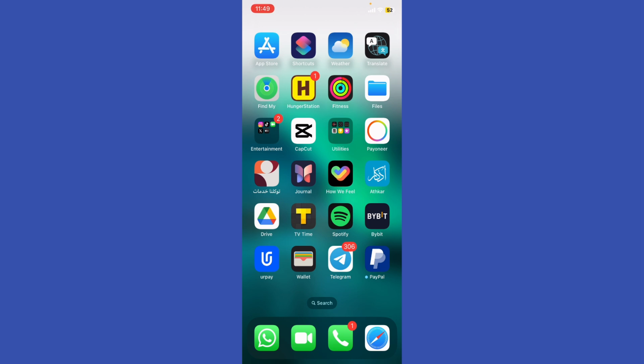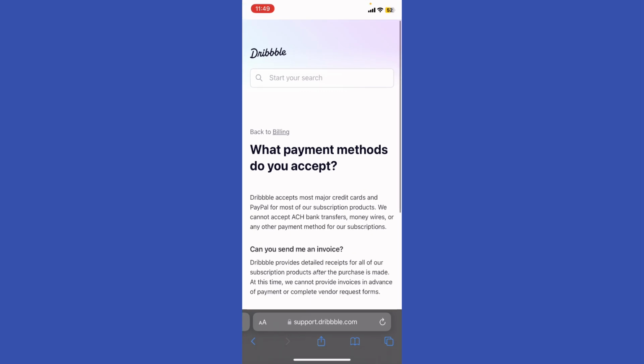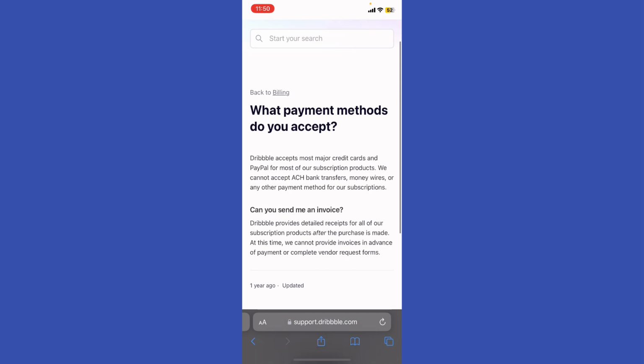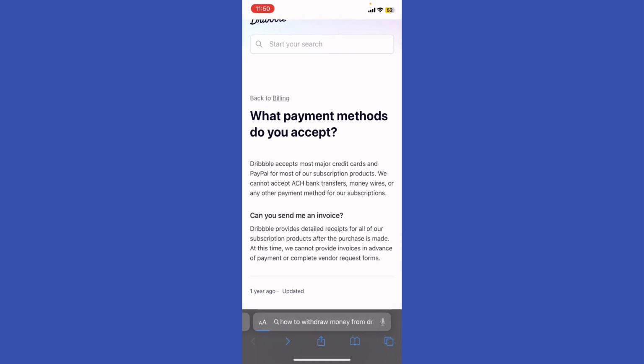you're gonna be able to agree on the payment method, or actually a payment option. So Dribbble accepts most major credit cards and PayPal for most subscription products only, and they cannot accept ACH bank transfers or money wires or any other payment method for their subscription. So the only way to pay or to withdraw funds for Dribbble is to pay by subscription.